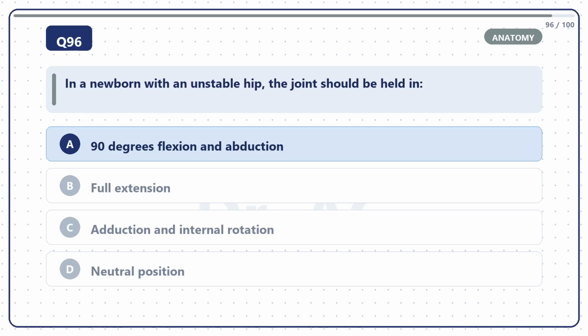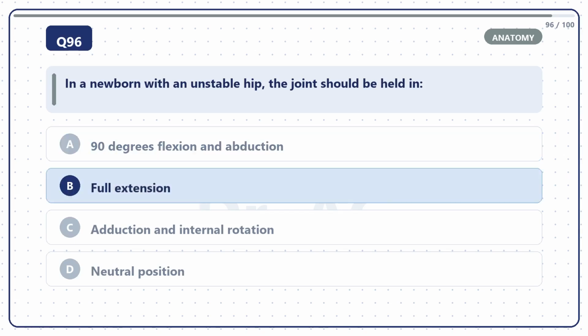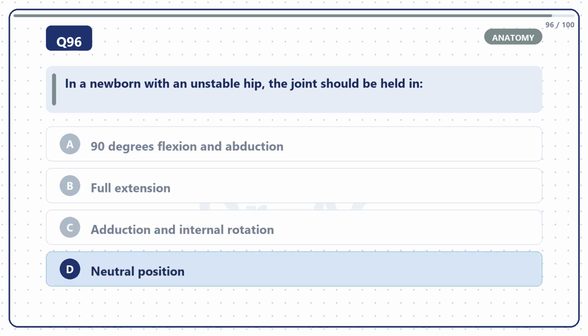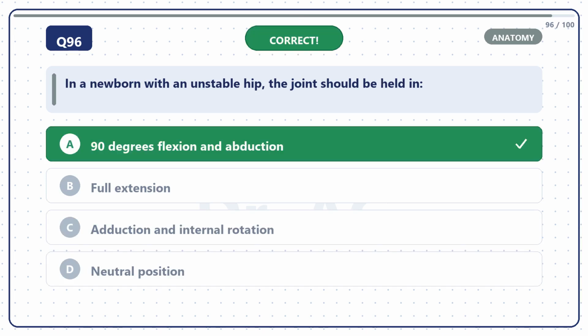Question 96. In a newborn with an unstable hip, the joint should be held in option A. 90 degrees flexion and abduction. Option B. Full extension. Option C. Adduction and internal rotation. Option D. Neutral position. The correct answer is option A.